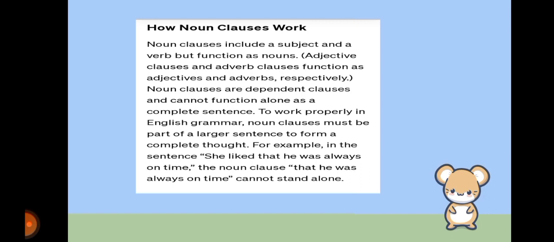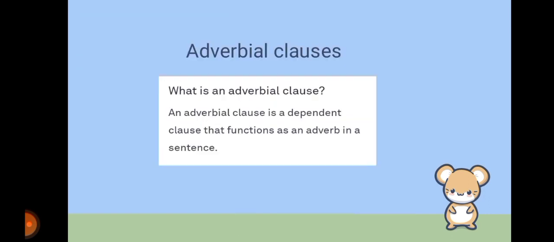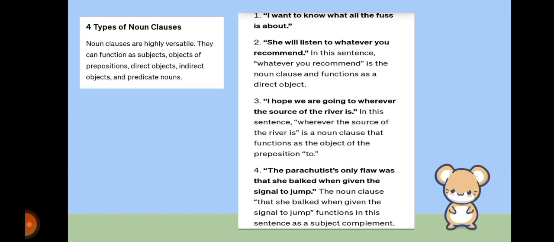For example, in the sentence, she liked that he was always on time, the noun clause that he was always on time cannot stand alone. Four types of noun clauses. Noun clauses are highly versatile. They can function as subjects, objects of preposition, direct objects, indirect objects, and predicate nouns.